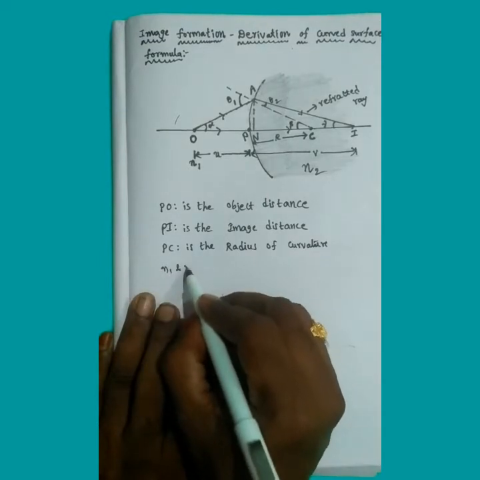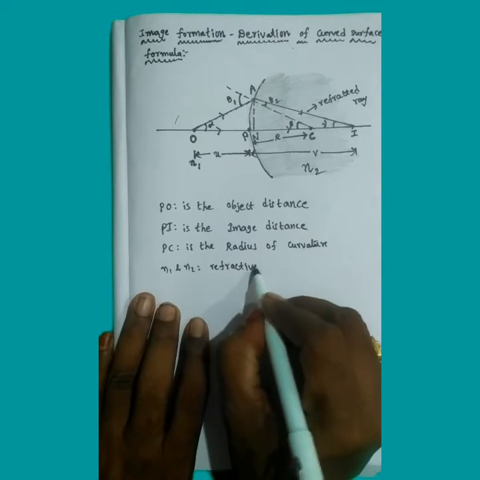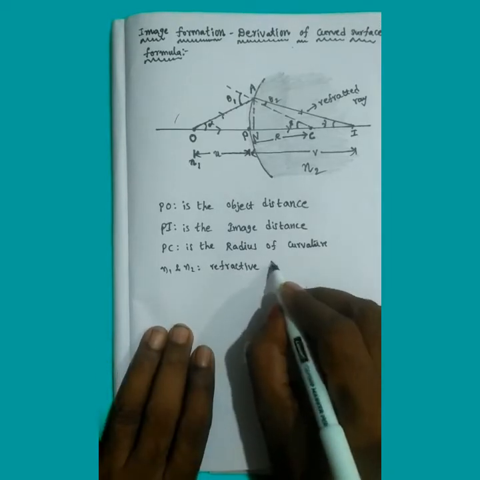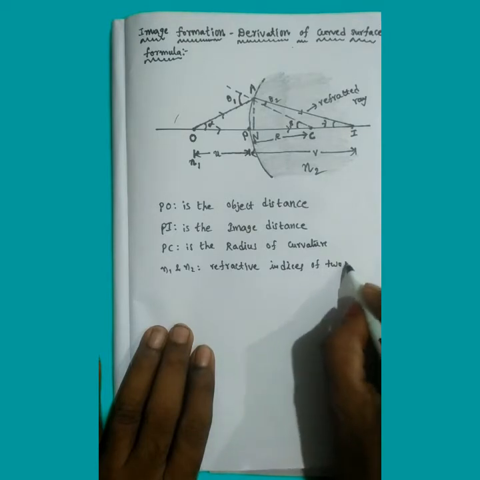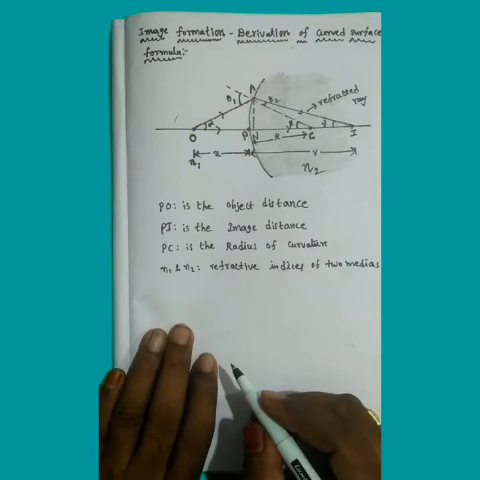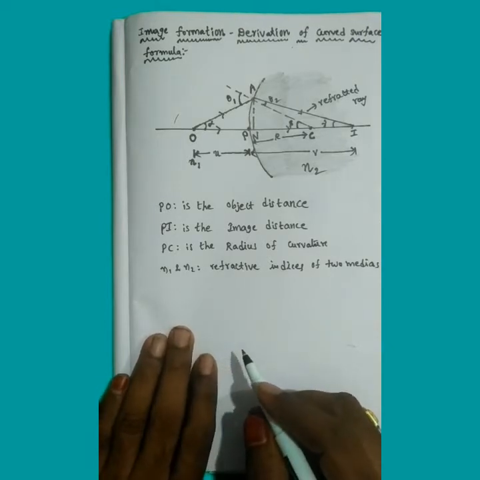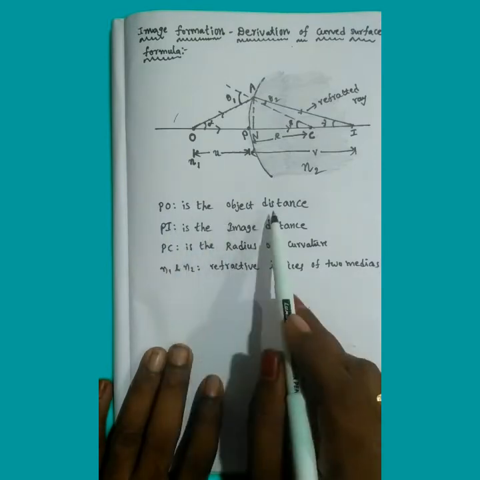N1 and N2 are the refractive indices of two media. Now our aim is to derive the relation between the object distance.